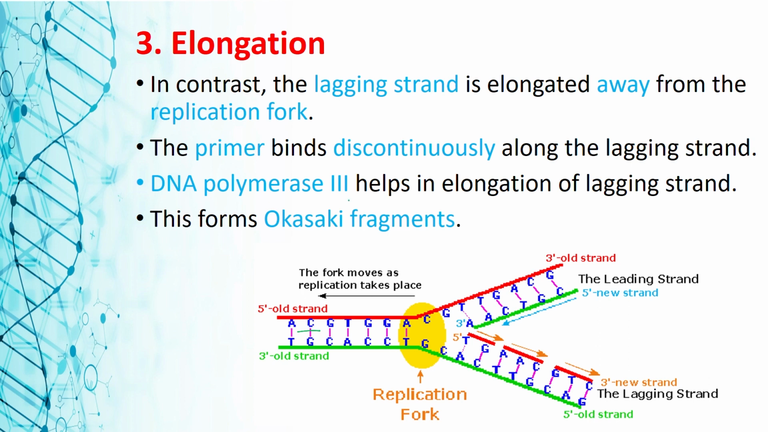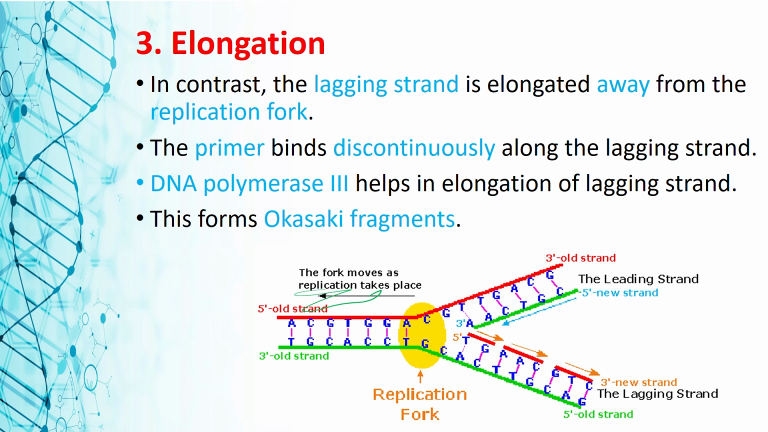In contrast, you can see here on the other side, a discontinuous strand is formed. Let us look at how it is formed. The primer binds discontinuously along the lagging strand. The lagging strand forms away from the replication fork. Here you can see the leading strand is forming towards the replication fork, and the lagging strand is forming away from the replication fork.